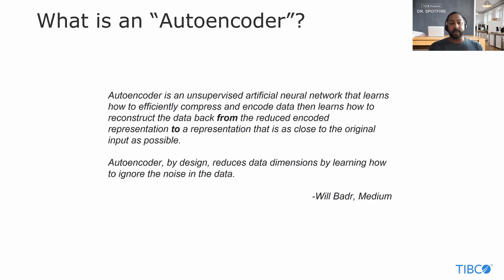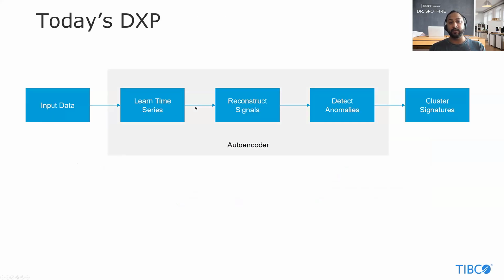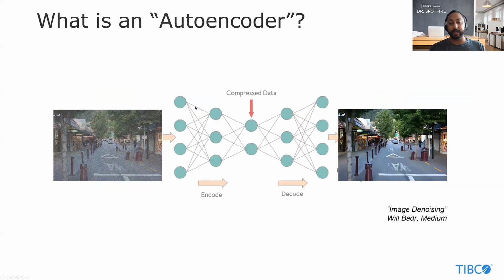And when we're looking at anomalies, we want to be able to determine: are certain data points noise, or are they actually anomalies? There are various sophisticated ways to do that. Today, we're going to use the autoencoder to do that. And autoencoders can be used in different ways.